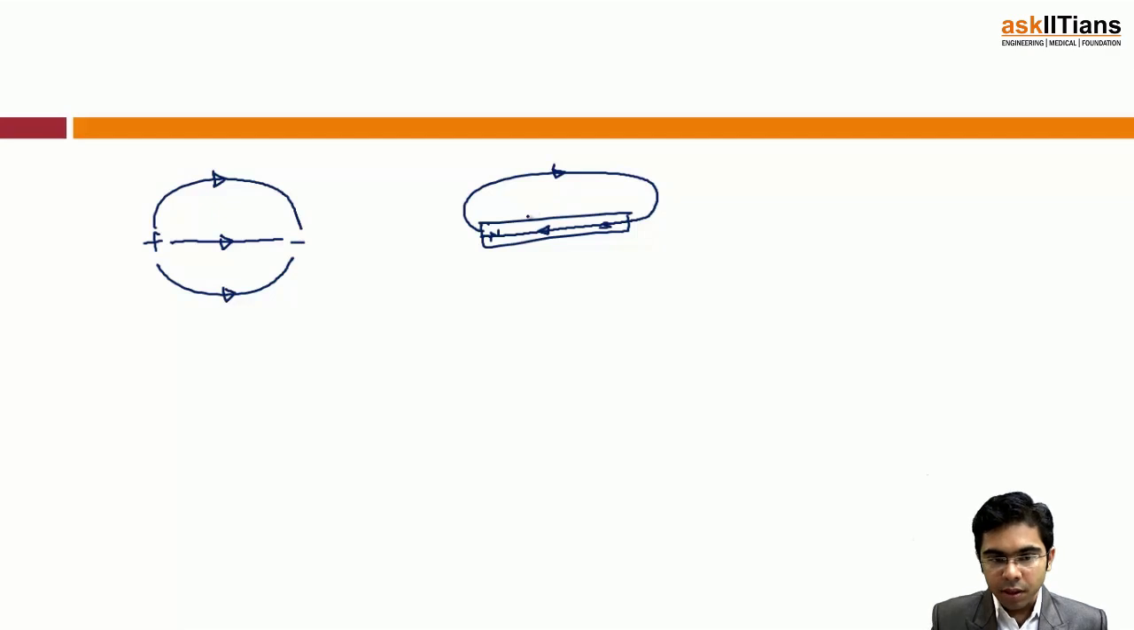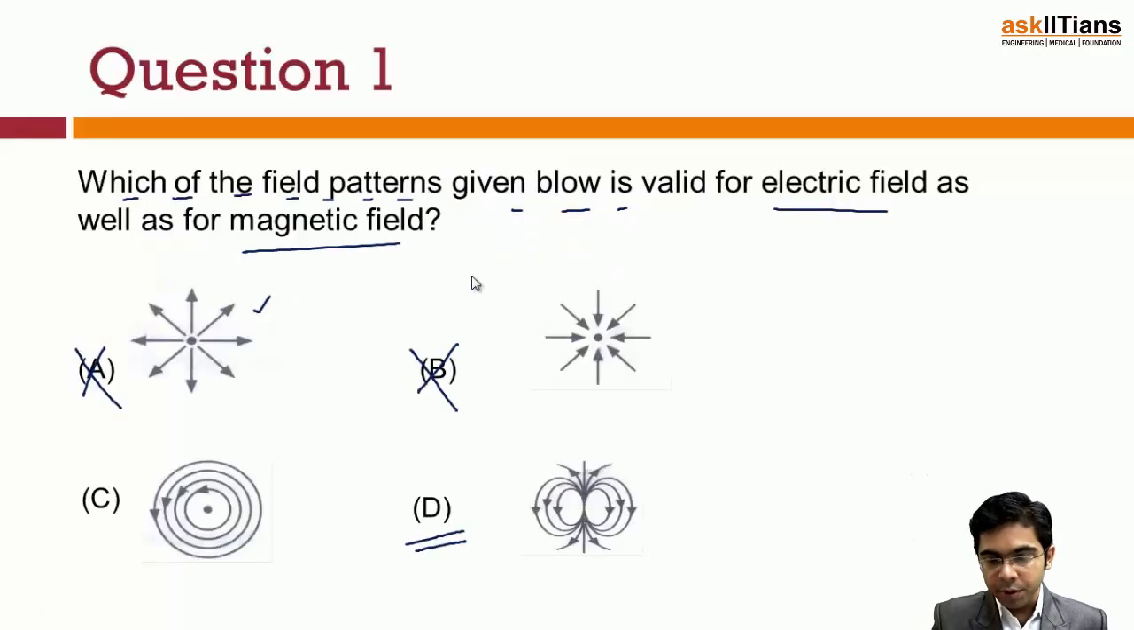So from these two things we can compare and say that electric field lines are not closed curves but magnetic field lines are closed curves. So option D says that according to the magnetic field this is correct, it is making a closed curve, but for the electric field it is not valid, because these are making closed curves, and electric field lines are not closed curves. Therefore we can neglect option D. So option C is correct.